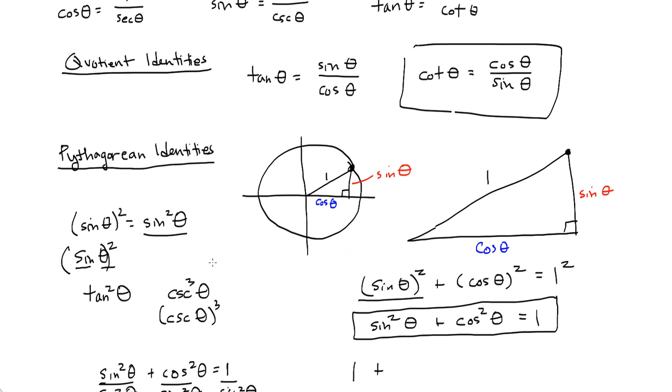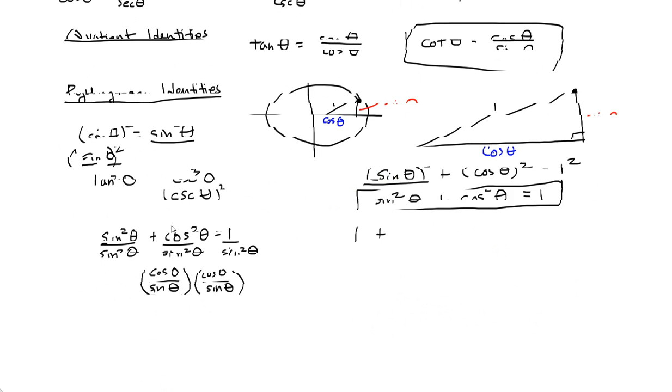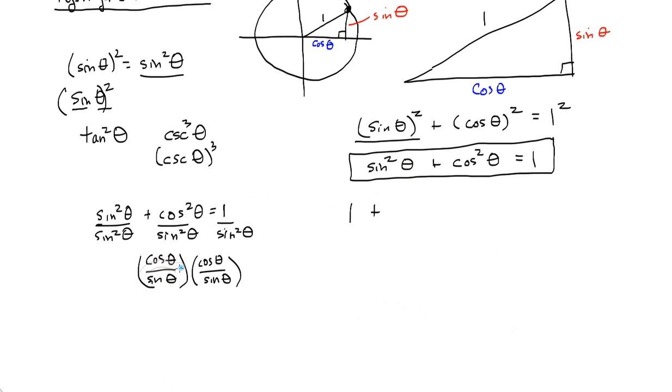That's cotan. So this is cotan times cotan, or cotan squared theta. And this is 1 over sine squared theta. The reciprocal of sine squared theta would be cosecant squared theta. There's my second one.